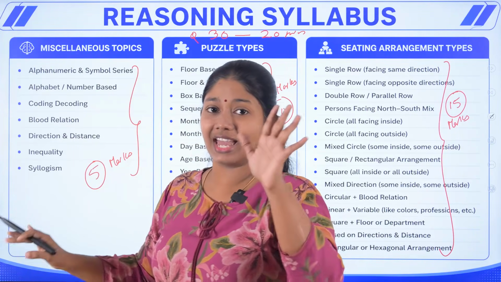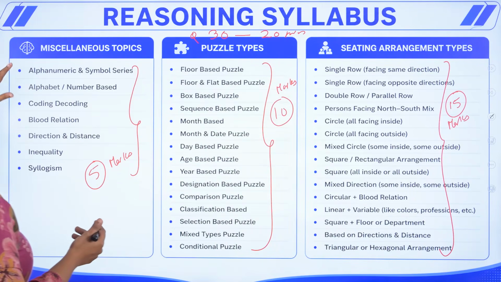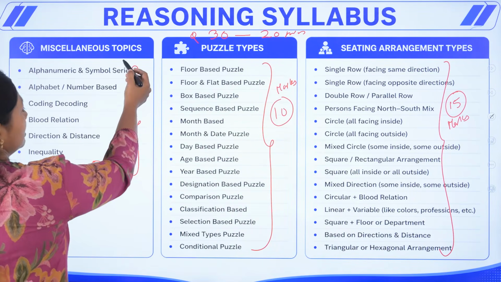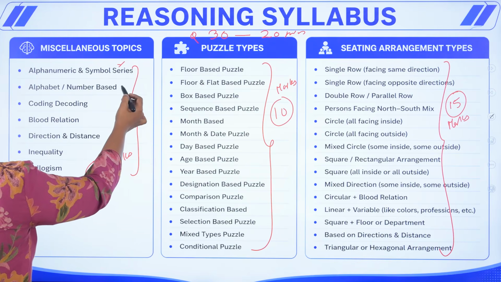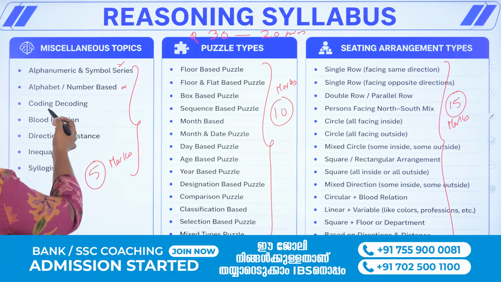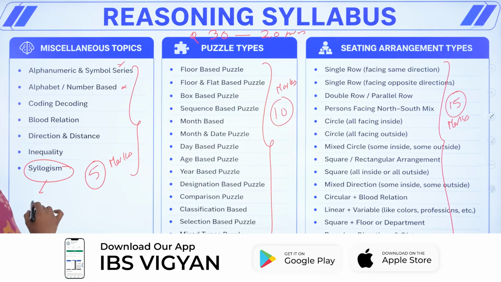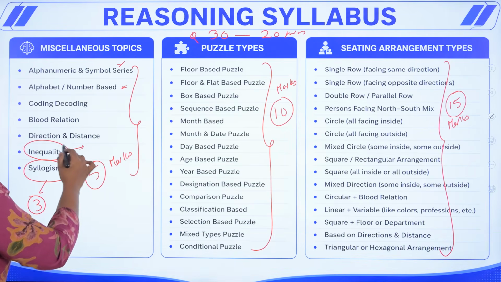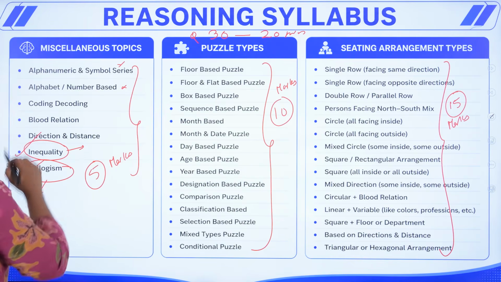So miscellaneous carries 5 marks. Since it's SBI PO, only 5 marks weightage. So you have the alphanumeric series. Mostly this topic may not be asked, and these are generally for clerical, and coding-decoding we don't know. But you can expect syllogism. According to last year's paper, 3 questions were asked. Or inequality, because there are various shifts. Some inequality can be asked, syllogism can be asked.